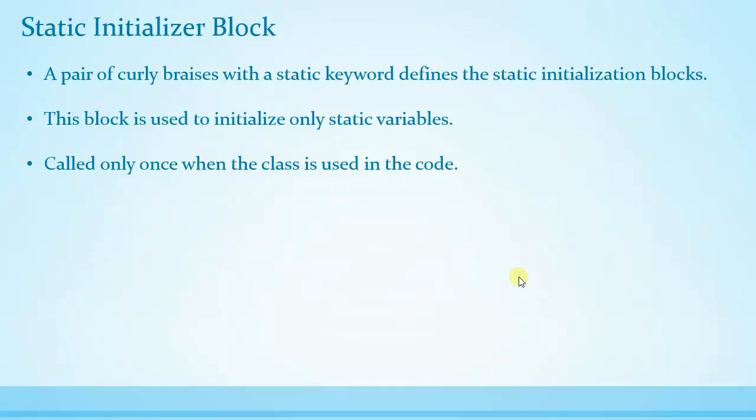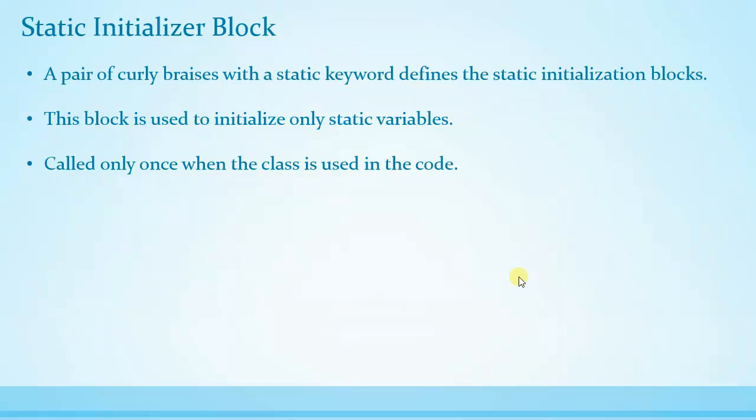That means, say for example, we have AWT Color and let's assume that it is initialized inside a static initializer block. In our Java application, if we use the keyword Color and some color constant, then the initializer block gets called because we used the static class. In other words, if the static class is not used anywhere in our code, the initializer block will never get called.